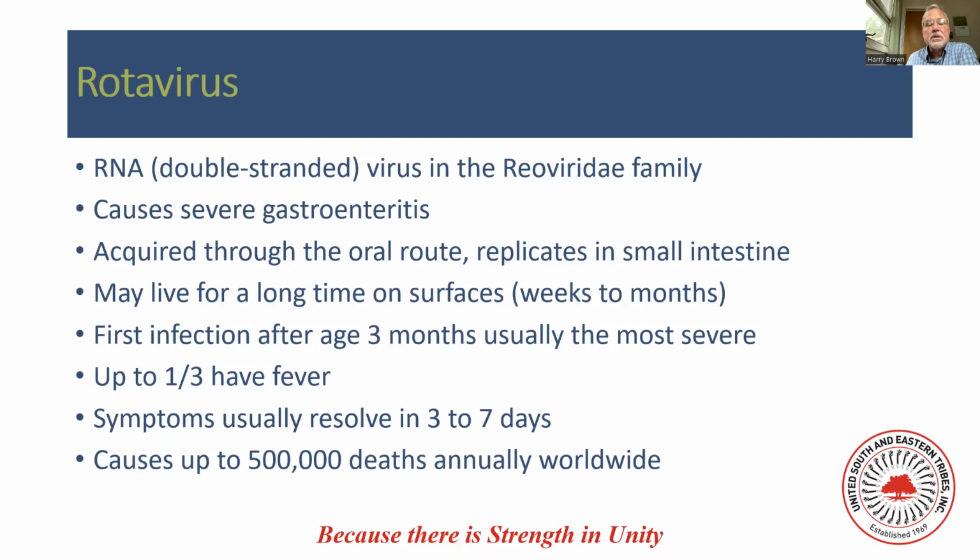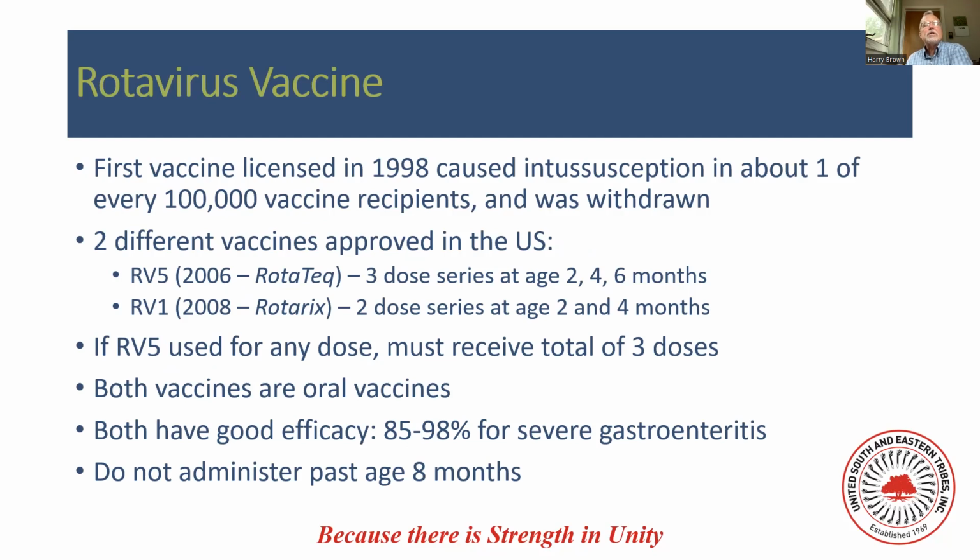And it actually causes about 500,000 deaths of infants annually worldwide. Don't see kids die from it much here, but in the third world, it's a common cause of childhood death. Next slide. The first vaccine that came out in 98 caused this complication, and so it was withdrawn from the market.